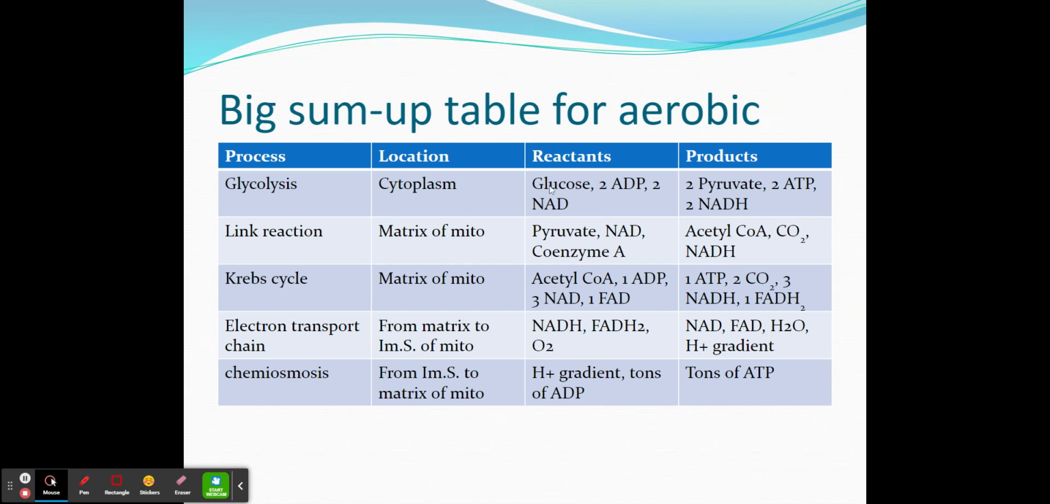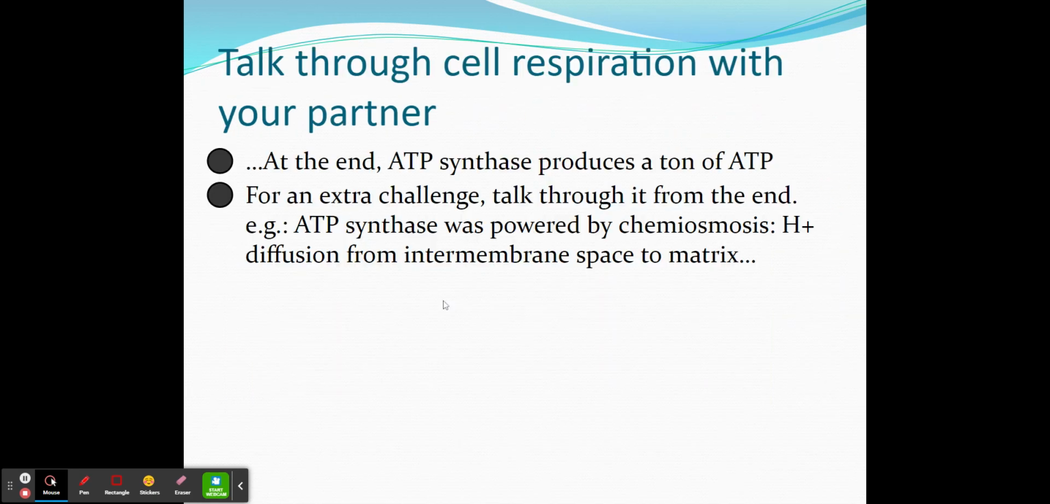So for the carbons, 6 carbon gets split into 2 3 carbons. Those 3 carbon pyruvates are decarboxylated once and then decarboxylated twice, all the way down into CO2s. Okay, we make NADHs in all 3 of these first steps to be used in the 4th step. The only time we make CO2 is actually in the matrix. The reason you need to breathe out is because of what gets made in the matrix.